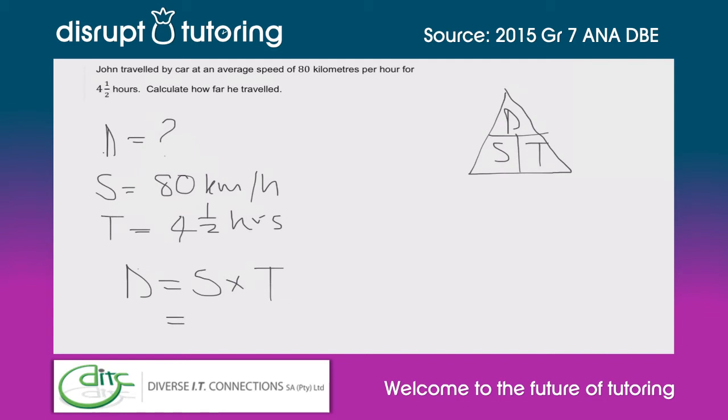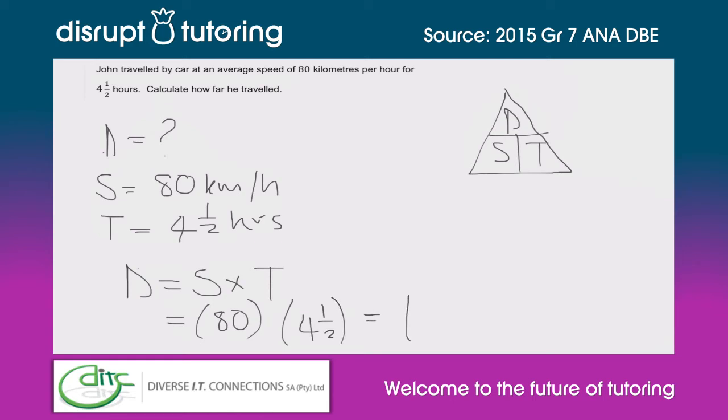So we know speed is 80 k's an hour. So we're going to put 80 in over there. And we know that time is 4.5 hours. So we can write that as 4.5. Okay. Moving on to the next step.